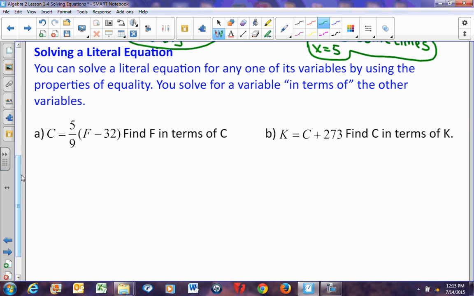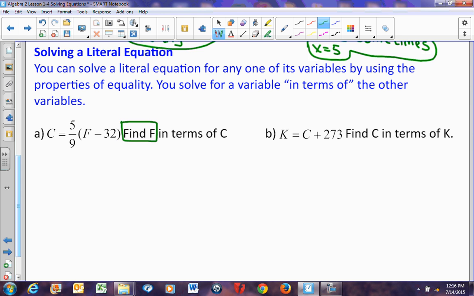For example, c equals 5/9 parentheses f minus 32. We're going to find f in terms of c. So in other words, we're solving it for f. If it says find f, that means we're solving it for f. But we're solving it in terms of c because the c is not going to go away. For those of you who don't know, this is the Fahrenheit to Celsius conversion formula.